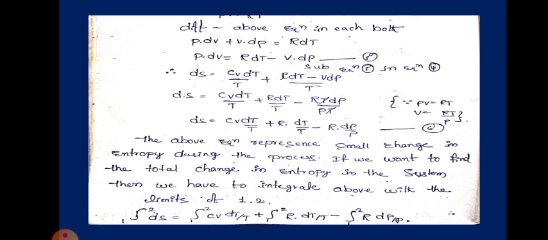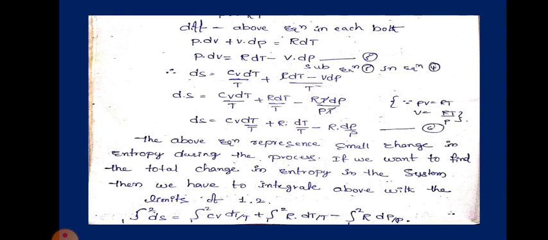So therefore ds is equal to Cv dT by T plus R dT by T minus v dp by T. Since pV is equal to RT, v is equal to RT by p, so the T's get cancelled. So therefore ds is equal to Cv dT by T plus R into dT by T minus R into dp by p. This is equation number 6. The above equation represents a small change in entropy during this process.